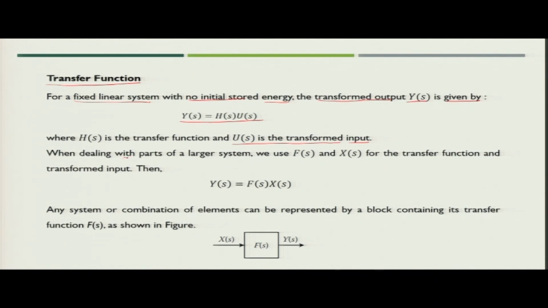Now, when dealing with the parts of a large system, we may use subsystem Laplace transforms. So, F(s) is the Laplace transform of a subsystem, that is basically a part of a larger system, and X(s) is the input for that subsystem. In that case, the intermediate output, that is Y(s), can be represented as F(s) into X(s).